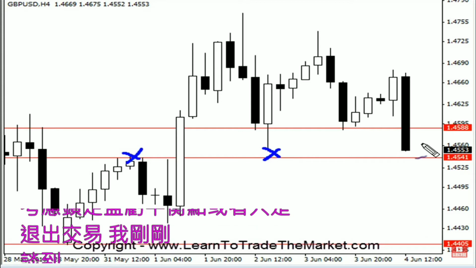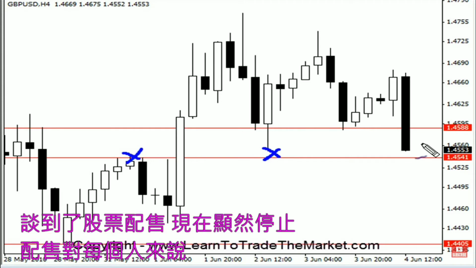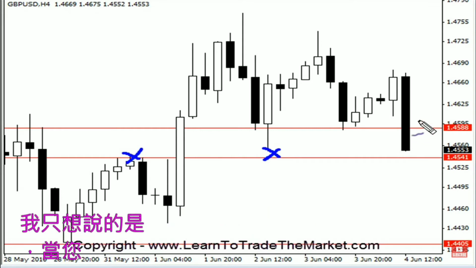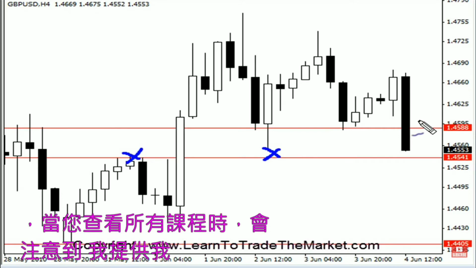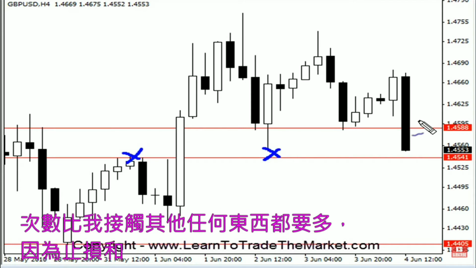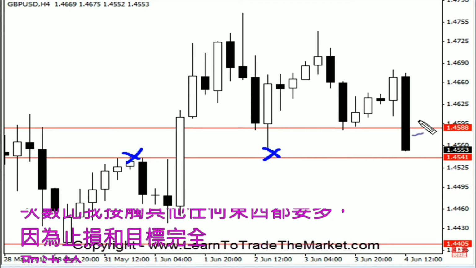Now I'll just talk about stop placement. Obviously stop placement is going to be different for everyone. Something I just want to say is that when you look at all the course notes that I provide, I touch on entries more than I touch on anything else, because stops and targets are completely up to the individual.